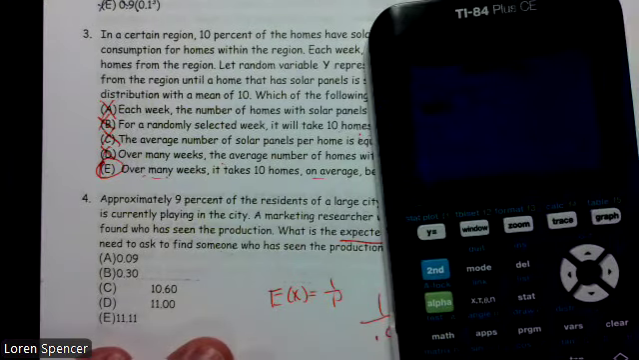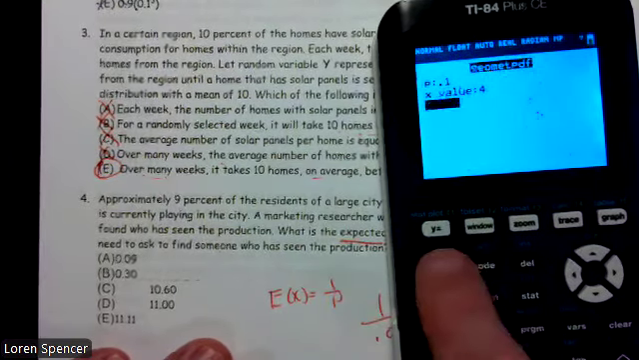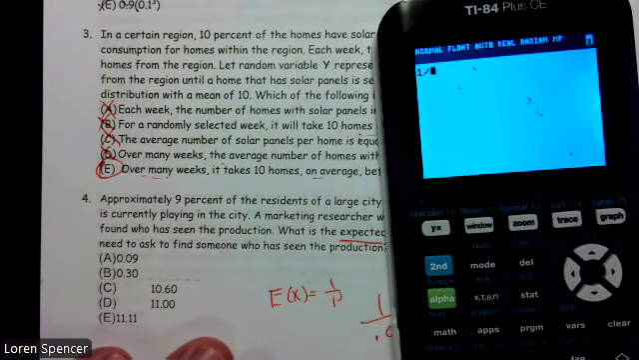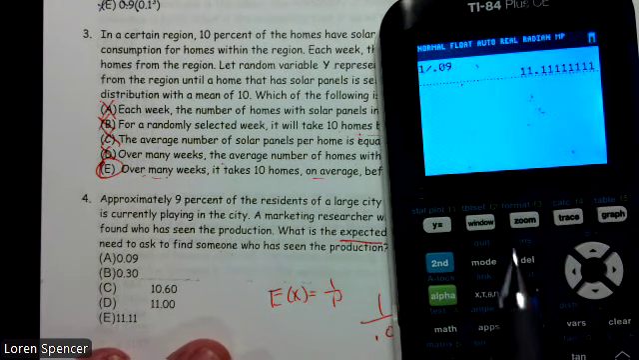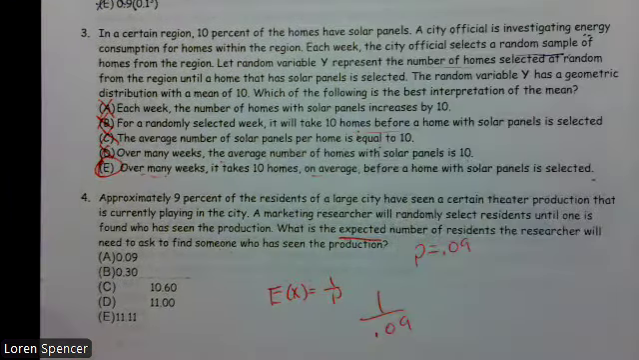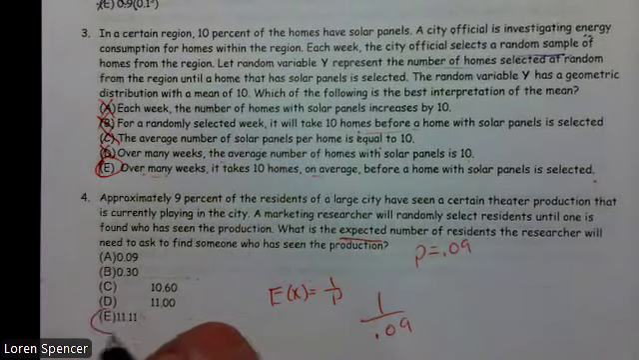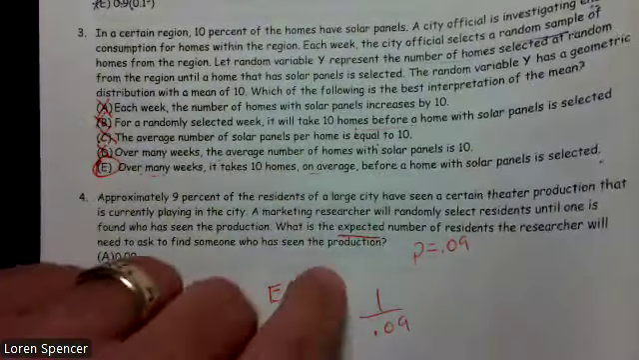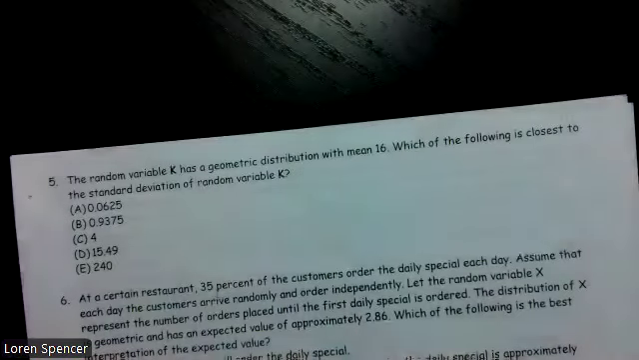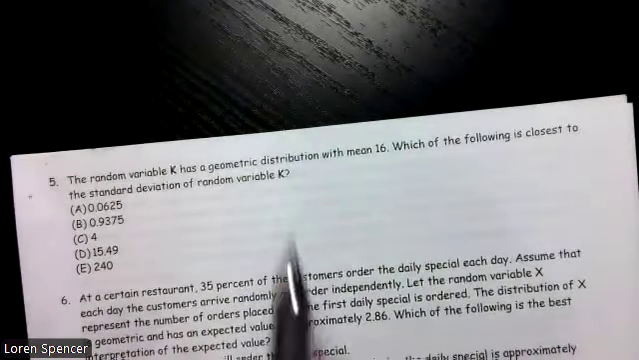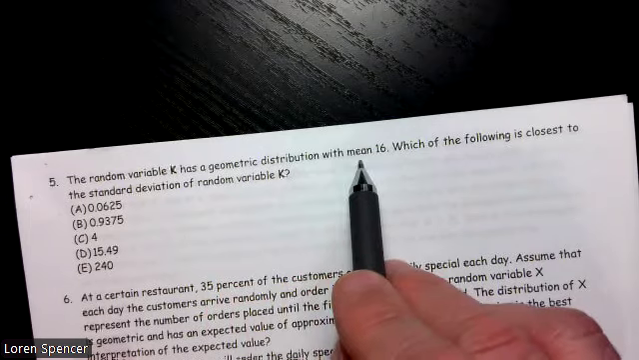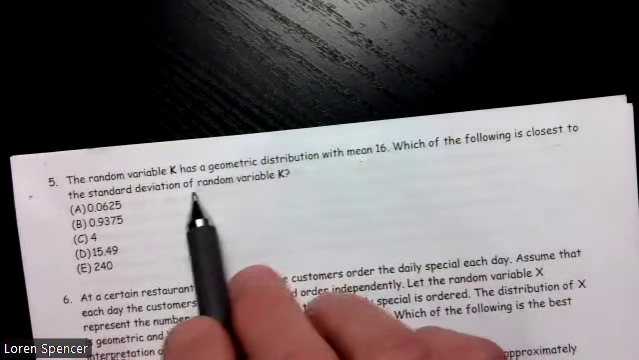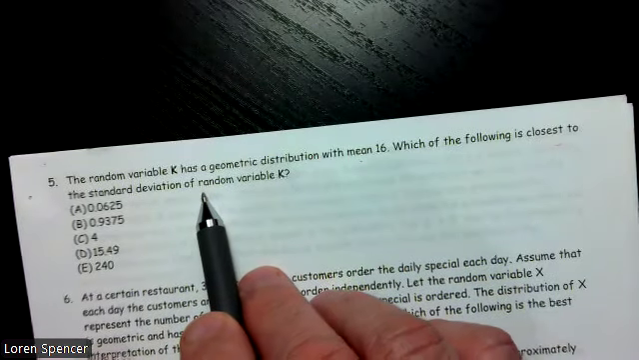So in this case, it'd be 1 over 0.09. Let's take that and see what happens. 1 divided by 0.09, we end up getting about 11.11. So our best answer choice is E, 1 over 0.09. The next one: the random variable k has a geometric distribution with a mean of 16. Which of the following is closest to the standard deviation?